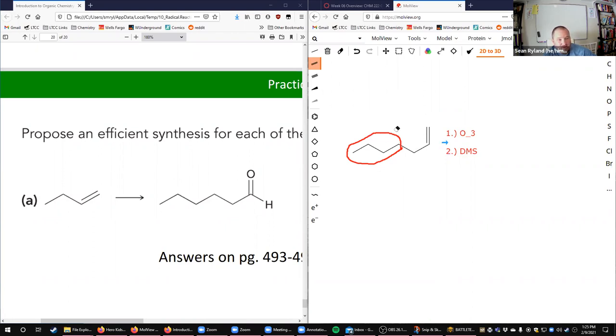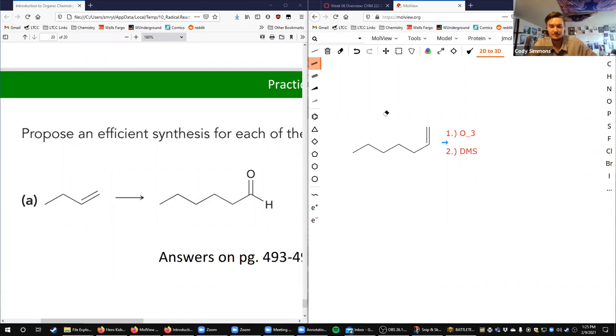So what did you guys say? How are we going to get to here? What's the step before this? Any thoughts? Using acetylide ion? We're going to have to put the pieces together. We are going to have to do an acetylide.